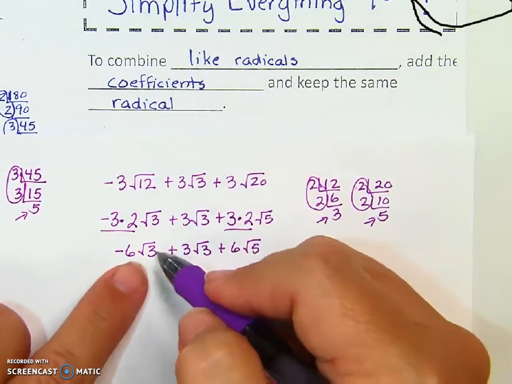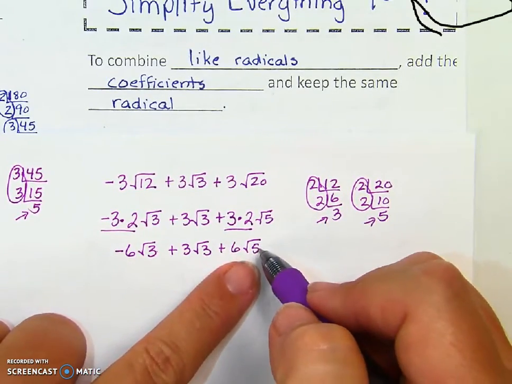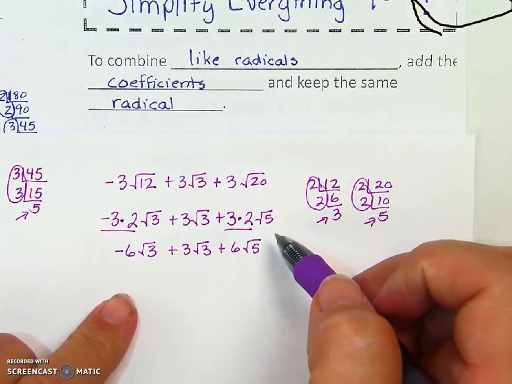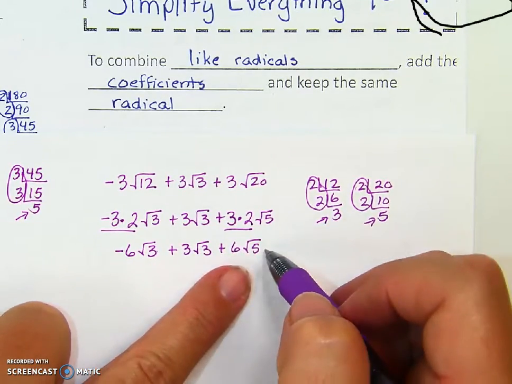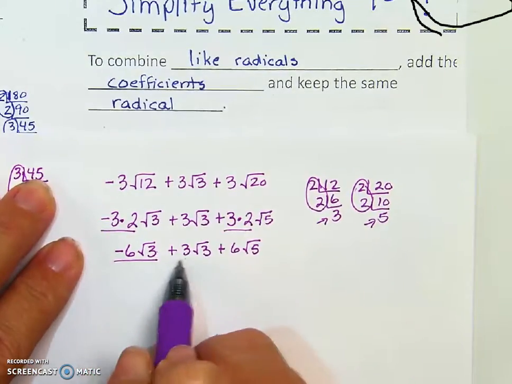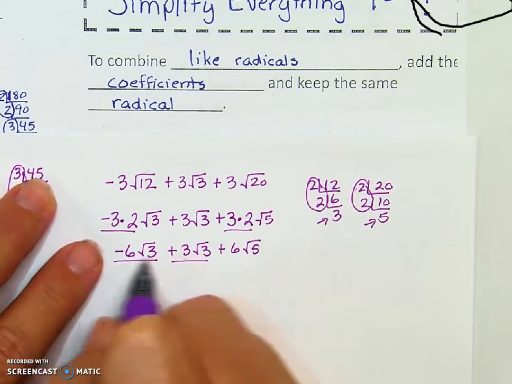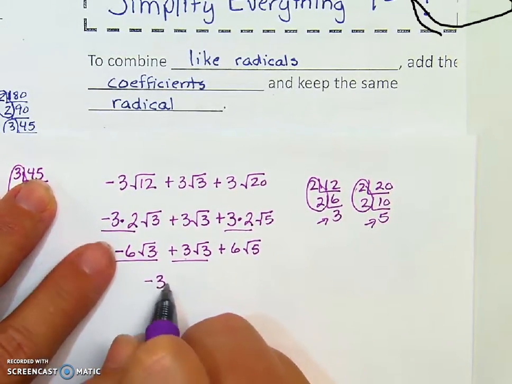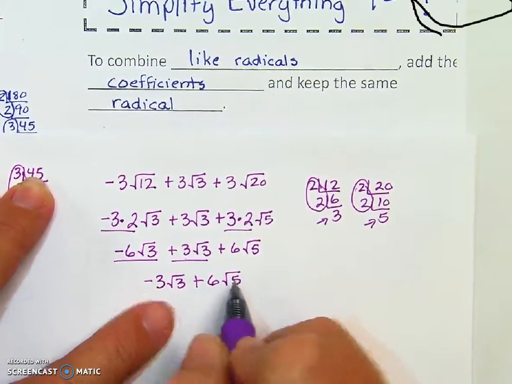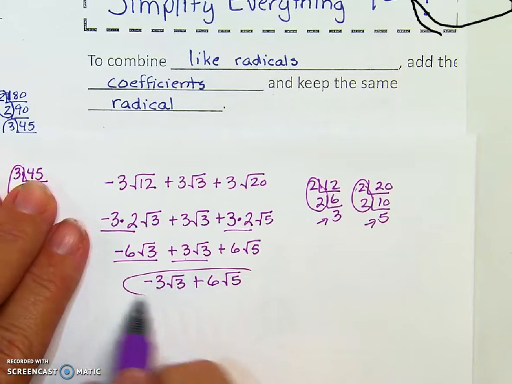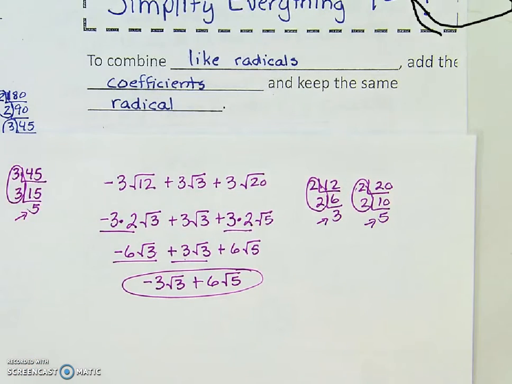Now you will notice I have square root of 3, square root of 3, and square root of 5. So that's like having negative 6x plus 3x plus 6y. So I can combine these. So I have negative 6 and 3 is negative 3 on the square root of 3, and then just bring down the plus 6 on the square root of 5, and since you cannot combine those, you are done with this one. I'll give you a second to do this.